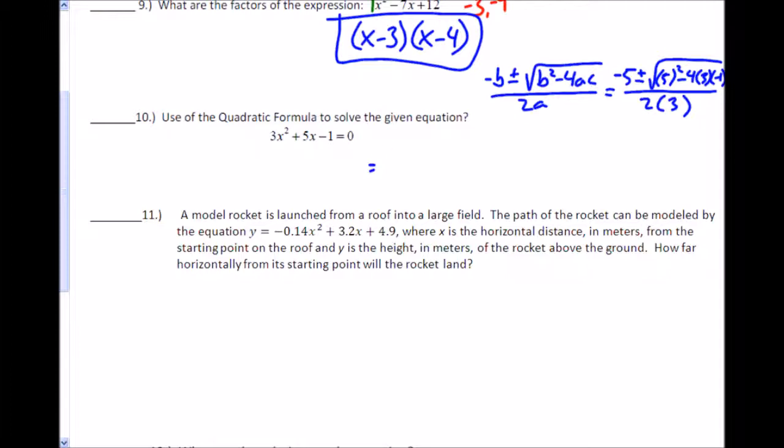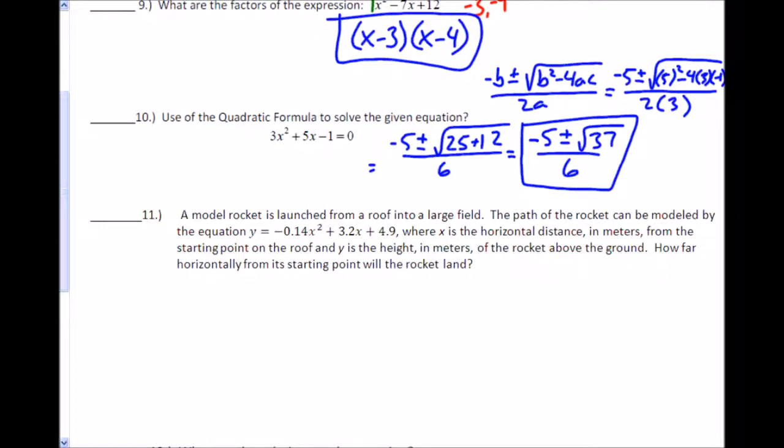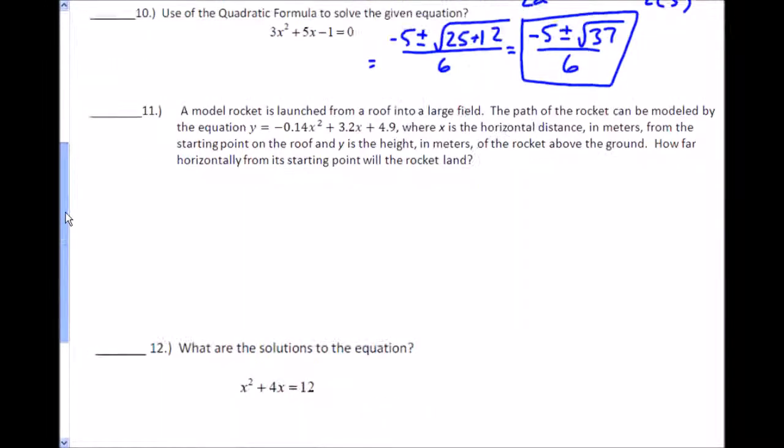I'm going to bring that down here. That's a -5 plus or minus the square root of. That's going to be 25, looks like plus 12, all over 6. And up from here, that's a -5 plus or minus the square root of 37 over 6. And I'm just going to leave my answer in that form for right now. Hint, hint, wink, wink, as a -5 plus or minus the square root of 37 over 6. I could plug this in and get my two answers and round them off, but I'm going to leave it that way for now. Okay?